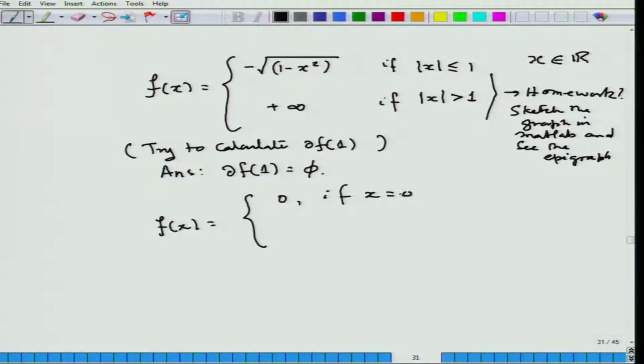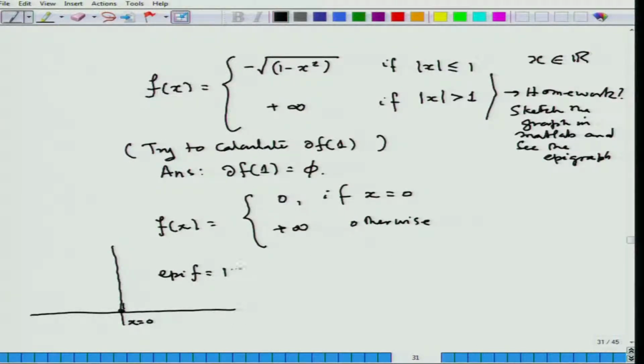So, f(x) is equal to 0 if x is 0, and equal to plus infinity otherwise. If you look at the graph of this function, x equal to 0, the epigraph is nothing but the whole y axis. So, the epigraph of this function is the y axis. Here the function value is plus infinity, and here the function value is plus infinity.